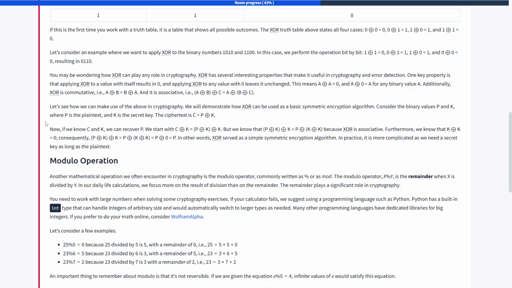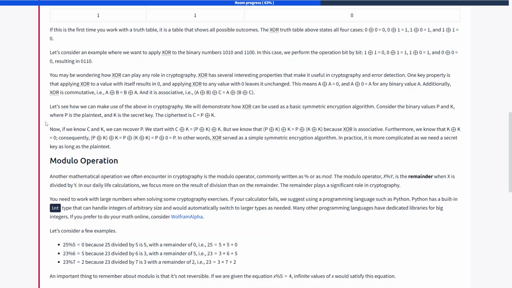You may be wondering how XOR can play any role in cryptography. XOR has several interesting properties that make it useful in cryptography and error detection. One key property is that applying XOR to a value with itself results in 0, and applying XOR to any value with 0 leaves it unchanged. That means A XOR A is 0 and A XOR 0 is A for any binary value A.